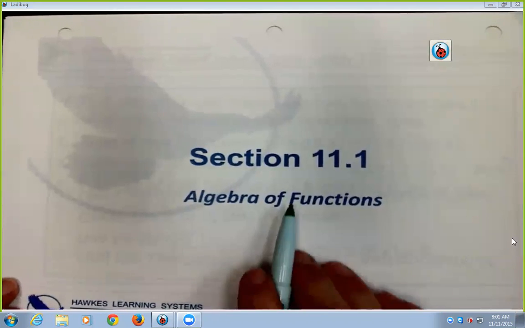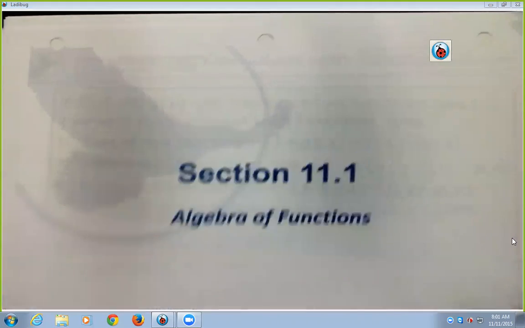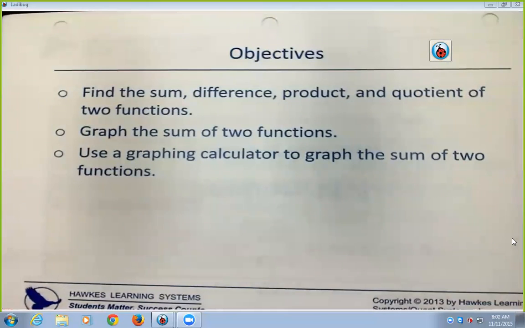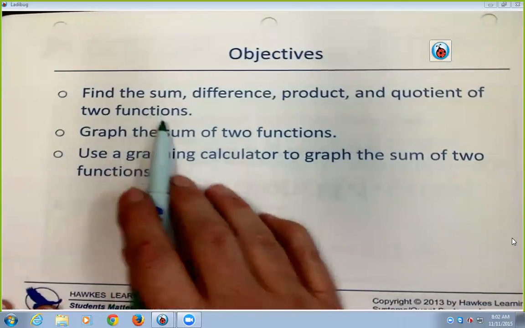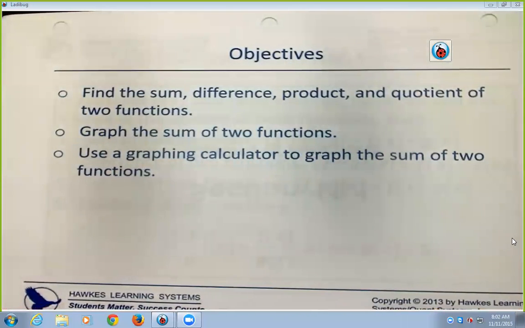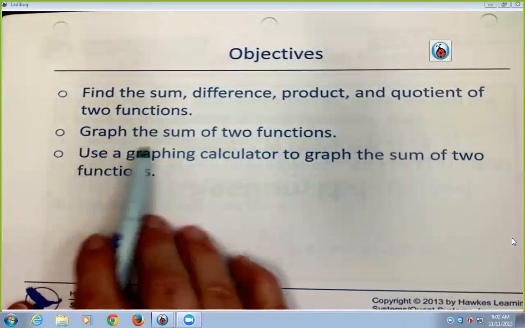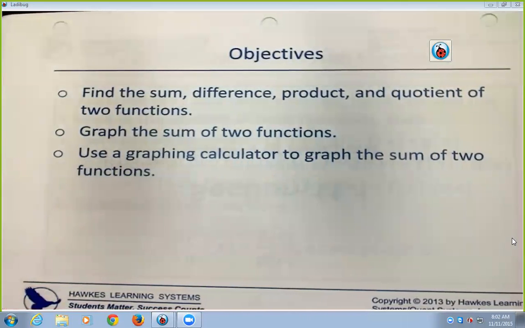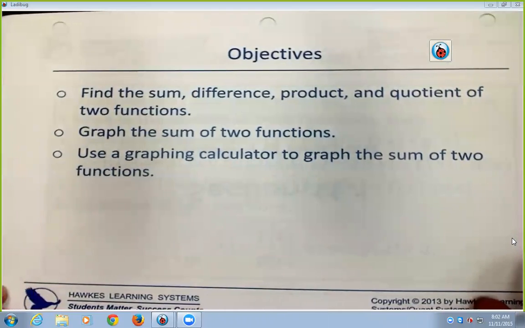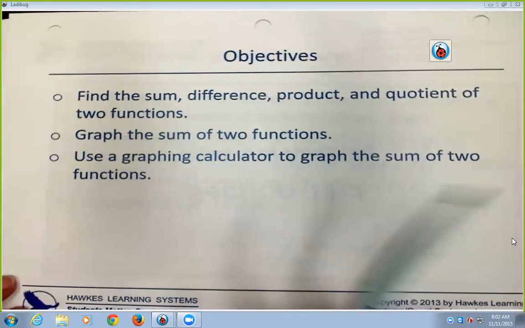So 11.1 is looking at algebraic functions and what functions are. We're going to find the sum, so we're going to add them, the difference, or subtract them. We're going to multiply them, and we're going to find out what the quotient of the two functions happens to be. And then we're going to graph the sum of two functions. So we're going to see what happens if we add these functions together, and then use your graphing calculator to take a look at some of these functions that have two theses to them and see what happens at that point.